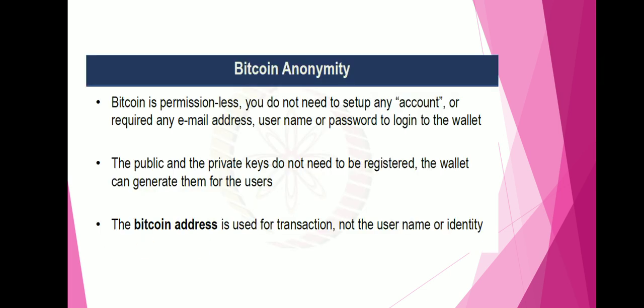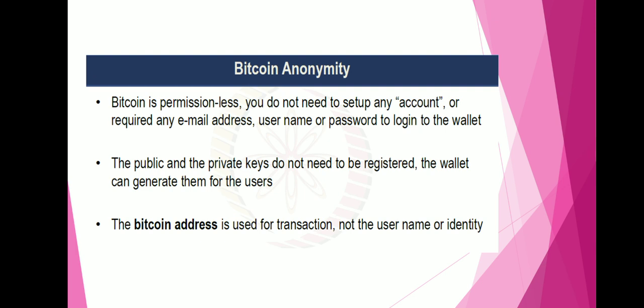Let me discuss Bitcoin anonymity. Bitcoin is permissionless. The Bitcoin network is a public blockchain network, or we can say permissionless. Anyone can join the network and perform transactions after purchasing a cryptocurrency like Bitcoin. You do not need to set up any account or provide any personal information like email, username or password to log into the cryptographic wallet or Bitcoin wallet. The public and private keys need not be registered to the network; the wallet can generate them for the users.